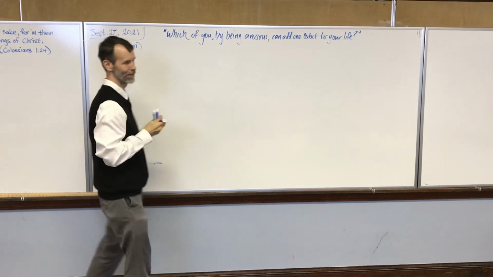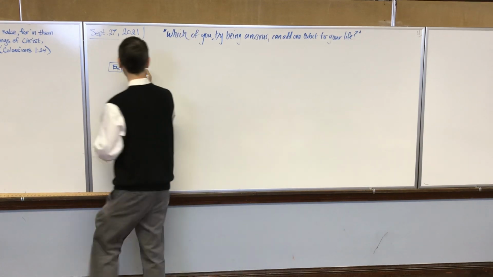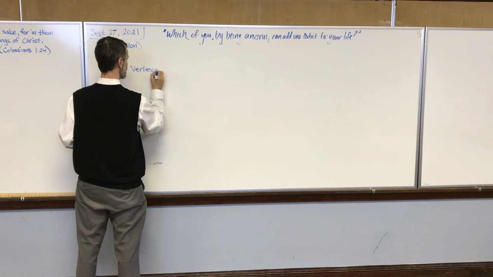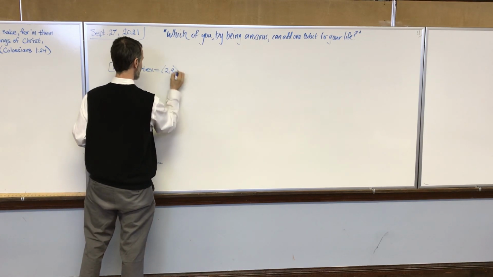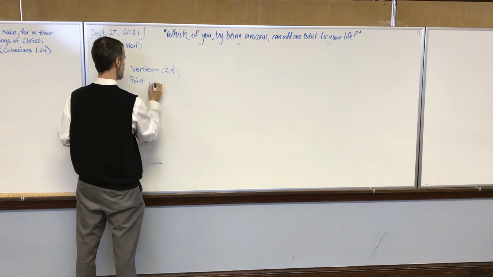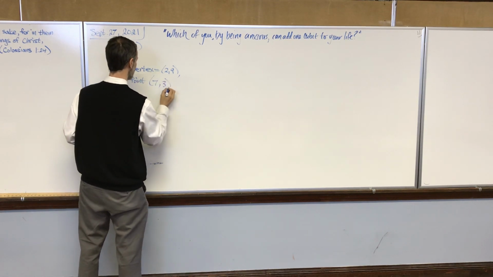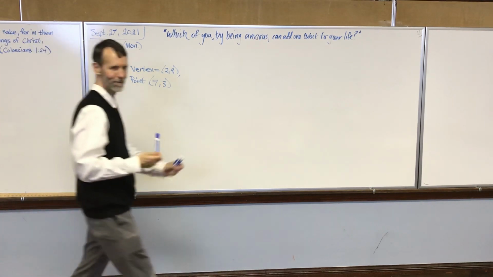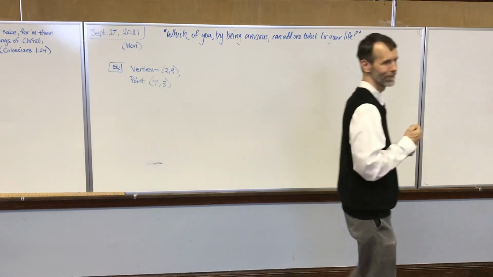I want to give you the last method today, but as a review, if you have a parabola that has a vertex that's (2, 9), and it goes through a point (7, 3), can somebody find the equation for me? Talk me through it. Go.